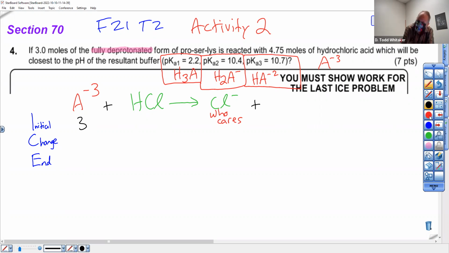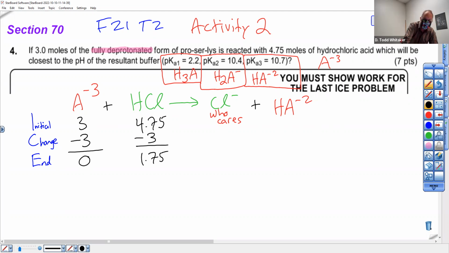HA minus 2. And you started with none of that, right? HCl, how many moles did you start with? Okay, which one's limiting, the 3 or the 4.75? 3 is the most reaction you can have. All of it's going to react. So A minus 3 is no more. Not part of this story anymore. HCl is still in the picture, right? How much?